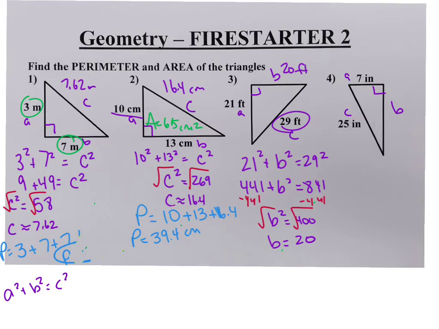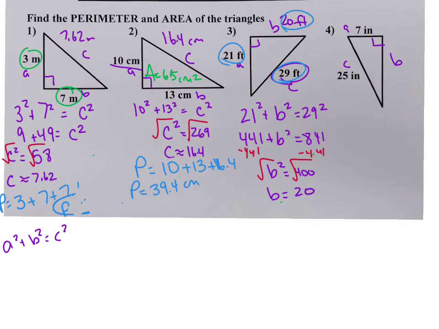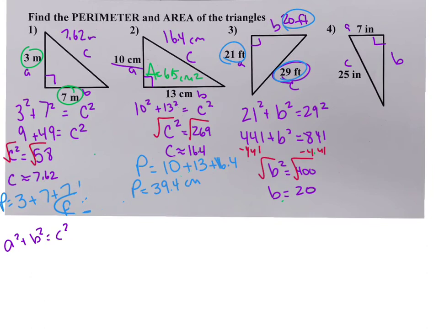Now remember, perimeter is going to be easy. I'm going to do 21 plus 29 plus 20. So my perimeter is going to be 21 plus 20 plus 29. So I get 41 plus 29. So 41 plus 9 is 50, plus another 20 is 70. So my perimeter is 70 feet.